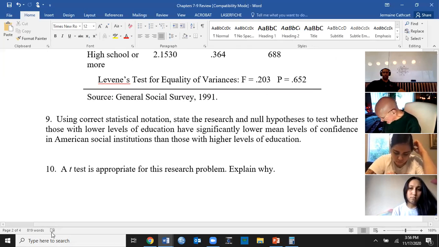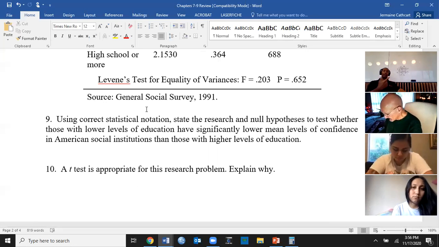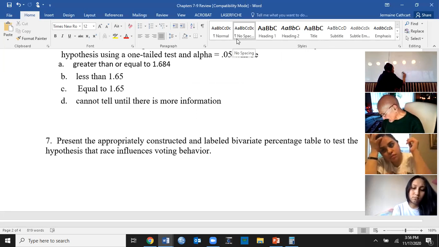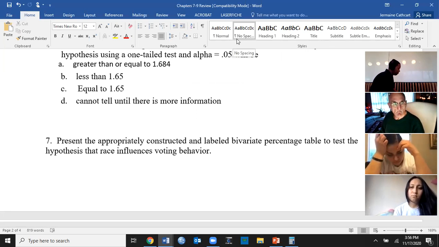Okay. So what it wants us to do for number 9, using correct statistical notation, is state the research hypothesis and then the null hypothesis to test whether those with lower levels of education have significantly lower mean levels of confidence in American social institutions than those with higher levels of education. So having said that, how would we write, hopefully you all remember how to do this, and if you don't, this should be a good refresher. How would we go about writing the research and the null hypothesis if we were doing the t-test?